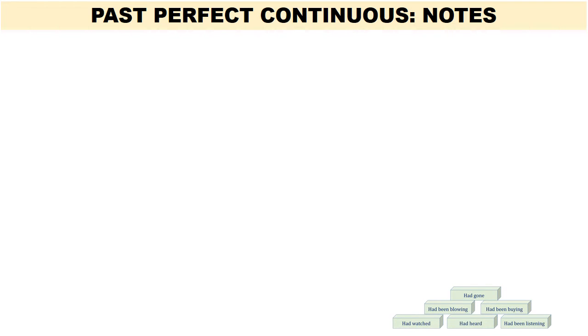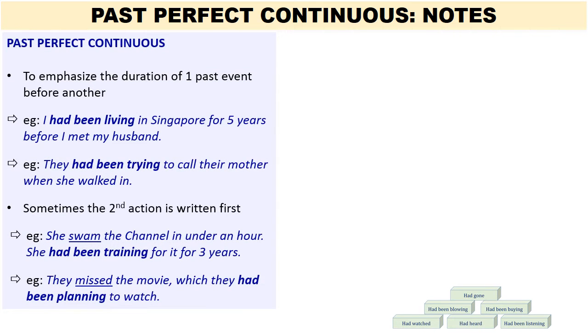Moving on, let's take a look at some of the notes for the past perfect continuous tense. Now, it's not often that we use the past perfect continuous tense. In writing and in speaking, users generally tend to use the past continuous tense. We use the past perfect continuous tense to emphasize the duration of one past event before another.